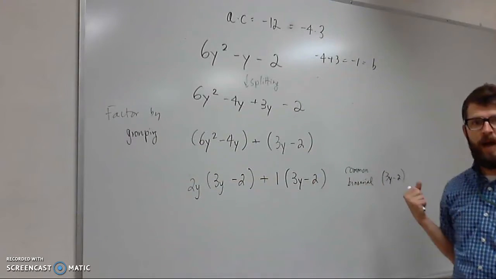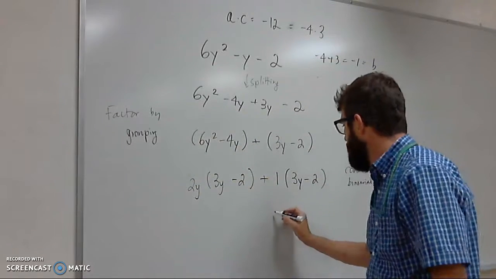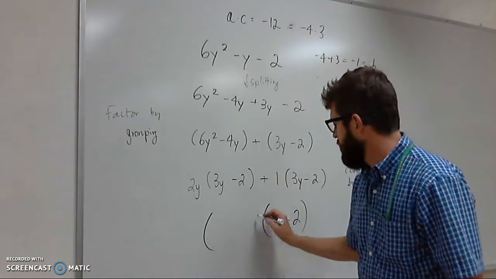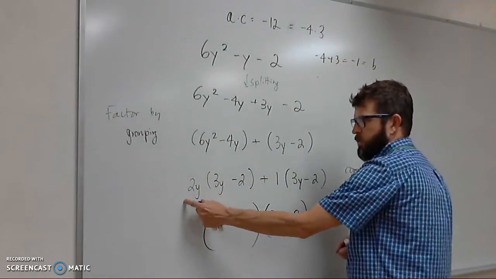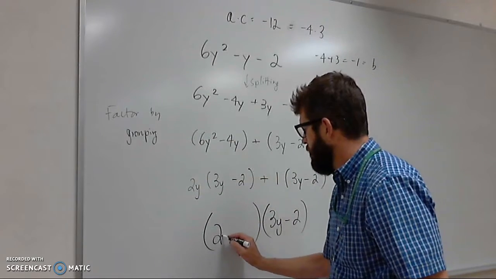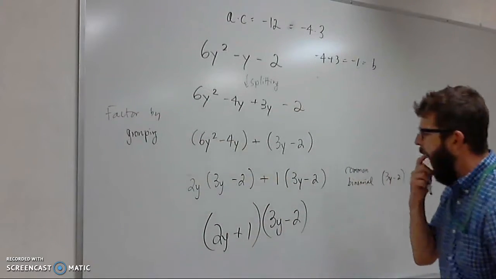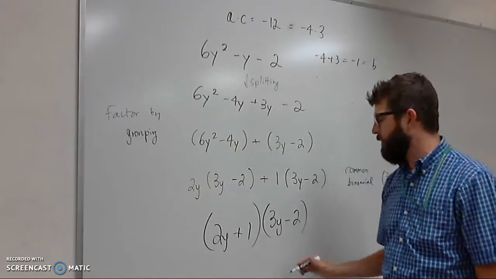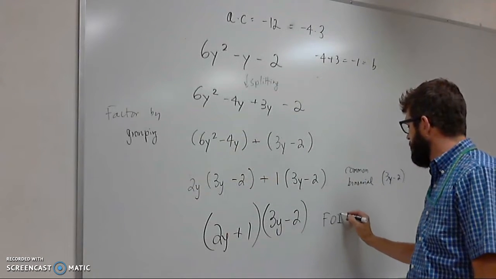I'm going to pull that common binomial out. So if I factor out 3y minus 2, what am I left with? I'm left with the coefficients out here, 2y and 1. And that's it. You're factored. How would you test to see if you're right or not? You could FOIL this back out.